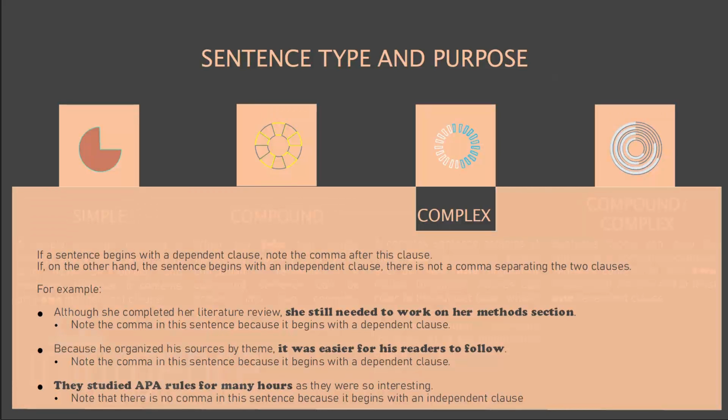To make it simpler, using dependent and independent clauses and adding multiple verbs, multiple nouns, and prepositions could also create a complex sentence. Second example: because he organized his sources by theme, it was easier for his readers to follow. They studied APA rules for many hours as they were so interesting.